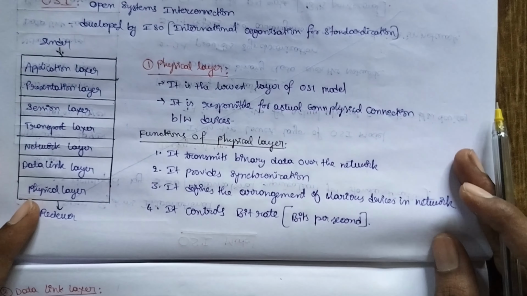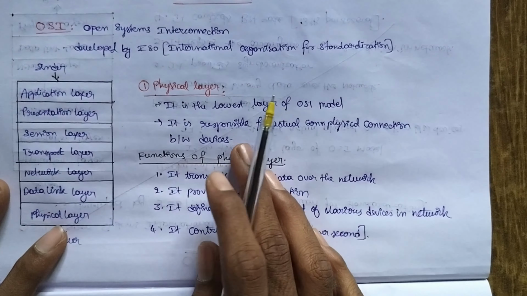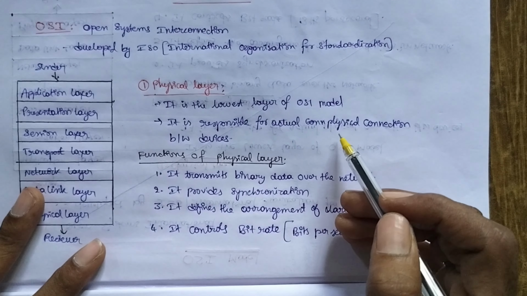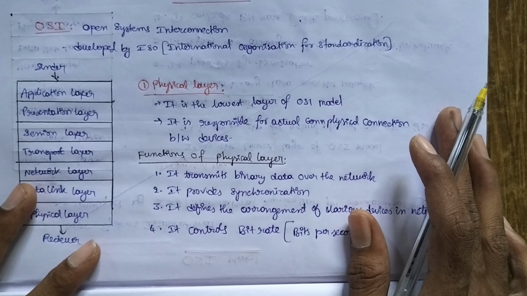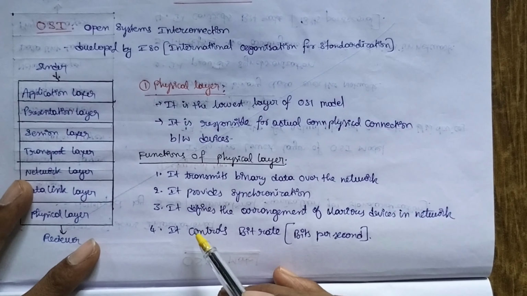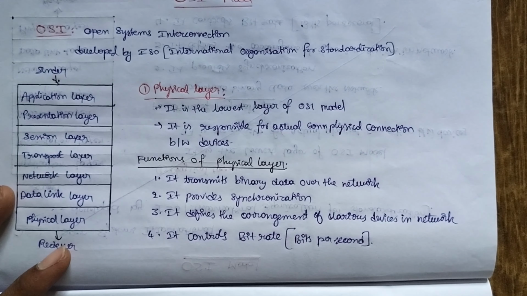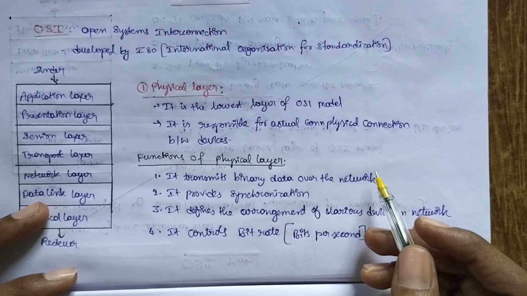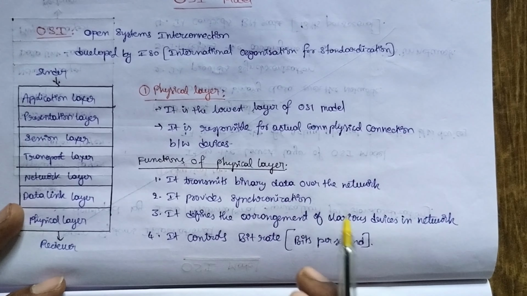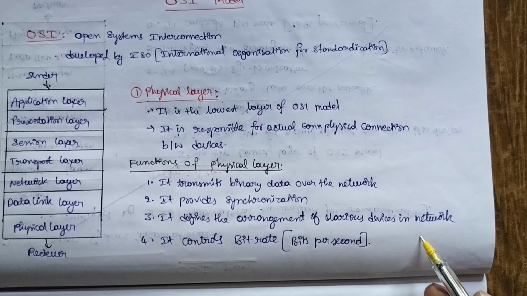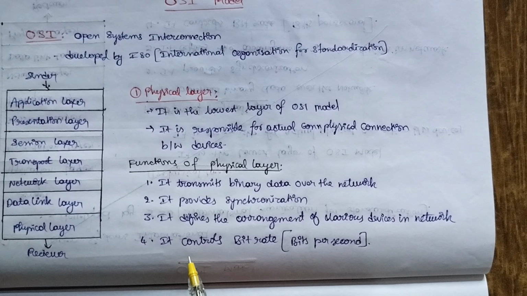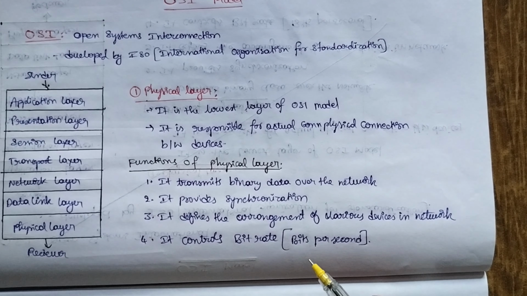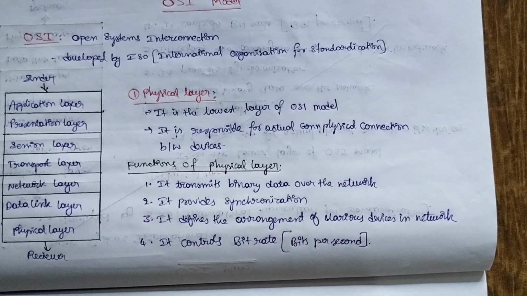So the physical layer is the first layer in the OSI model, and it is the lowermost layer of the OSI model. It is responsible for the actual physical connection between the networking devices. The physical layer has 4 main functions. The first one, it is responsible for transmitting the binary data over the network. It provides synchronization. It defines the arrangement of various devices in the network. The fourth function is that it controls the bit rate. It means how many bits can be sent per second. This is about the physical layer.